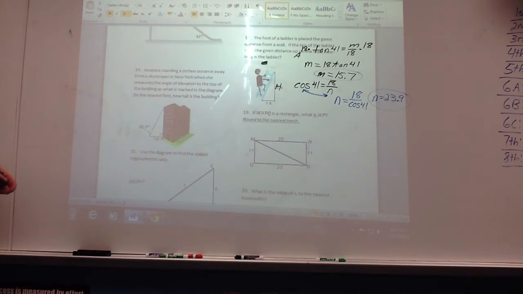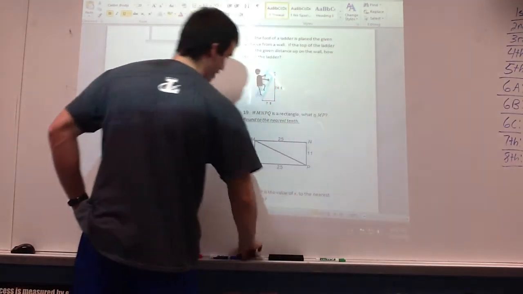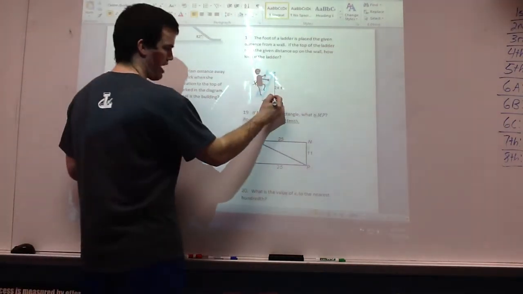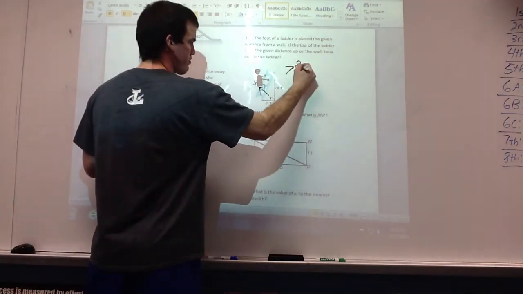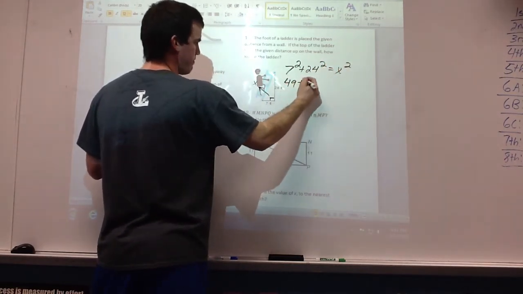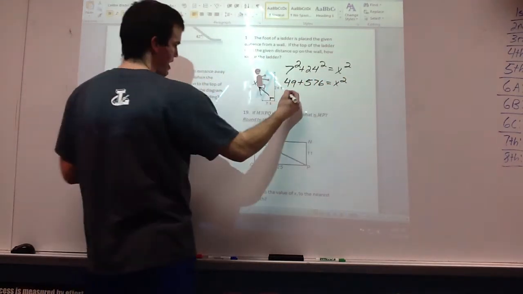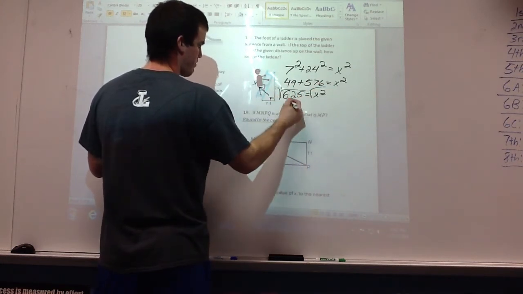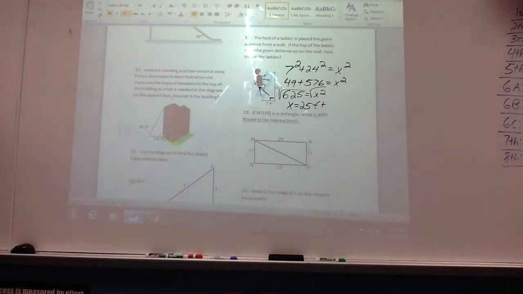On to problem 18. We're going to use the Pythagorean theorem. I have a triangle with two sides given, and my third missing side is x, the hypotenuse. So the hypotenuse is my c squared, so a squared plus b squared equals c squared. 7 squared plus 24 squared equals x squared. 7 squared is 49. 24 squared is 576, which equals x squared. When I add these two together, I get 625 equals x squared. To solve, take the square root, so x equals 25 feet. So 18 is Pythagorean theorem.